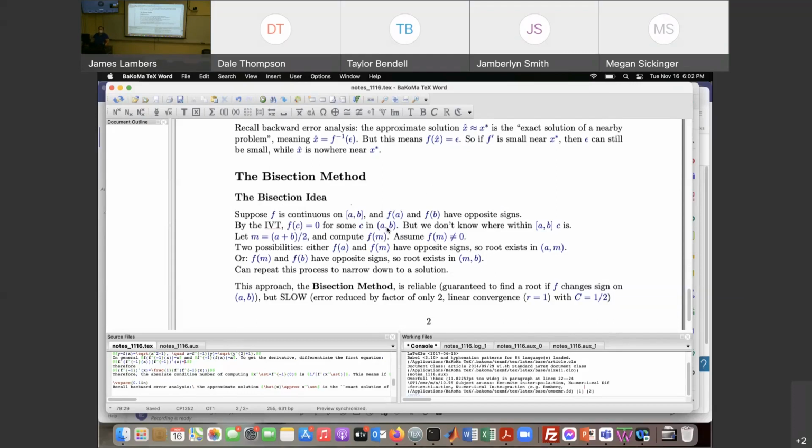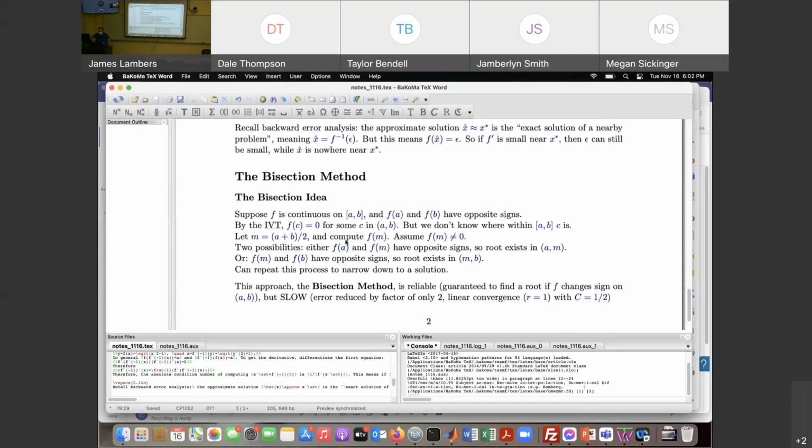What we'd like to do is narrow the search down. So what you do is you take the midpoint. That's where bisection comes from. We're bisecting the interval AB. So we compute the midpoint M, and then plug that into F. Now, if f of M happens to be 0, then of course we're done. We get lucky. But let's suppose we don't.